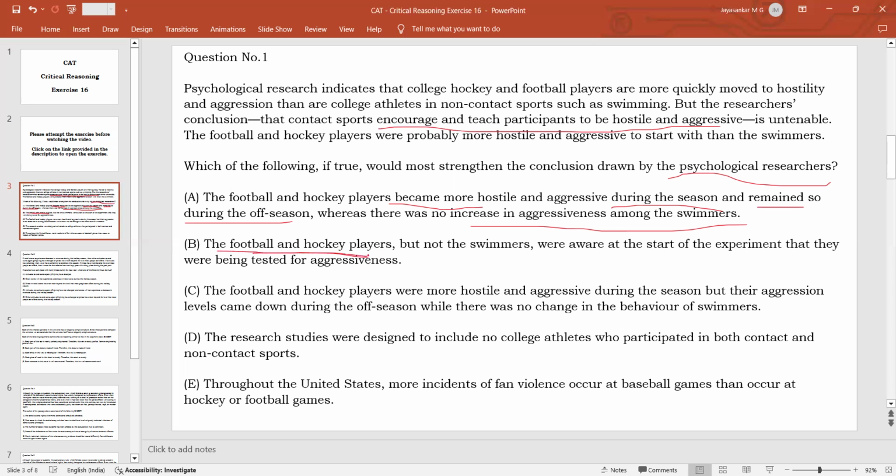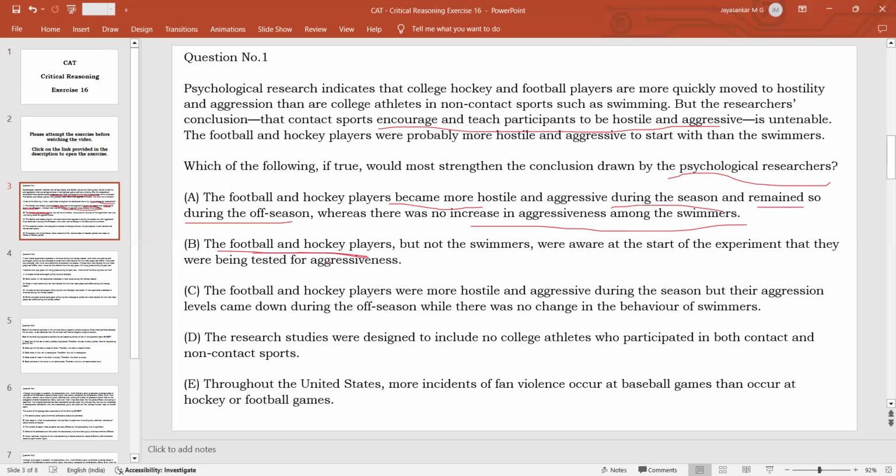They are expected to be more aggressive, so they will show more aggression than they actually have. So this one will support the first possibility, will support the researcher's conclusion. But what about the second possibility? The second possibility says that they will try to tone down their aggression or reduce their aggression.